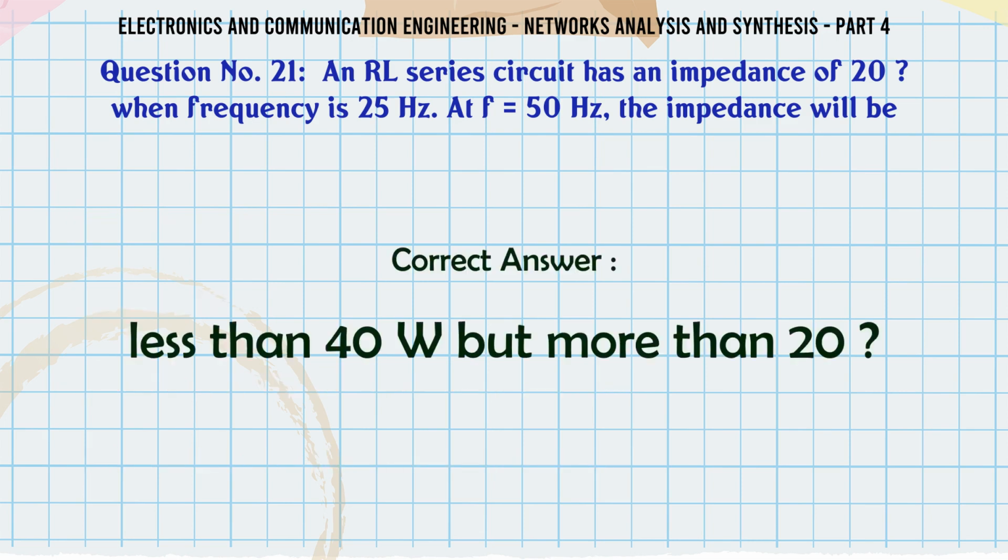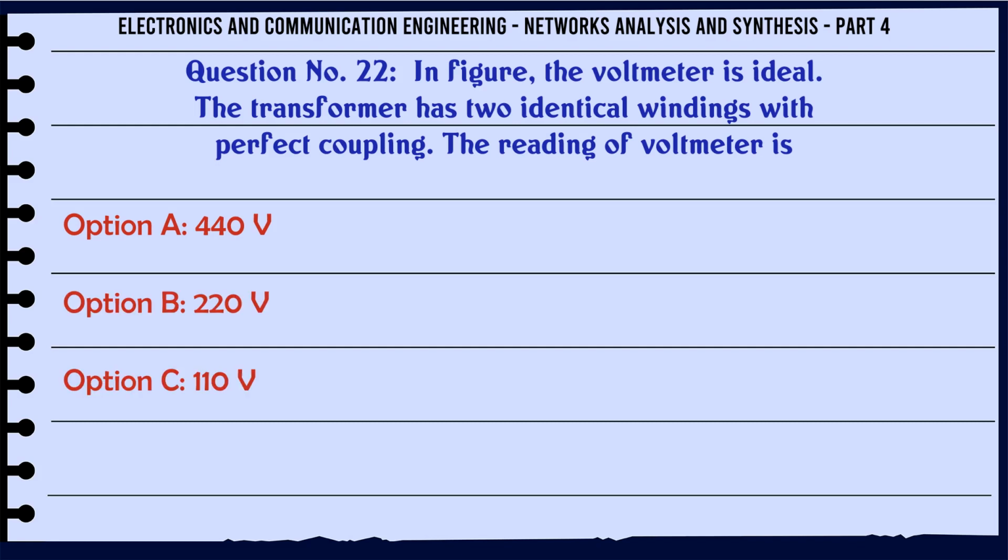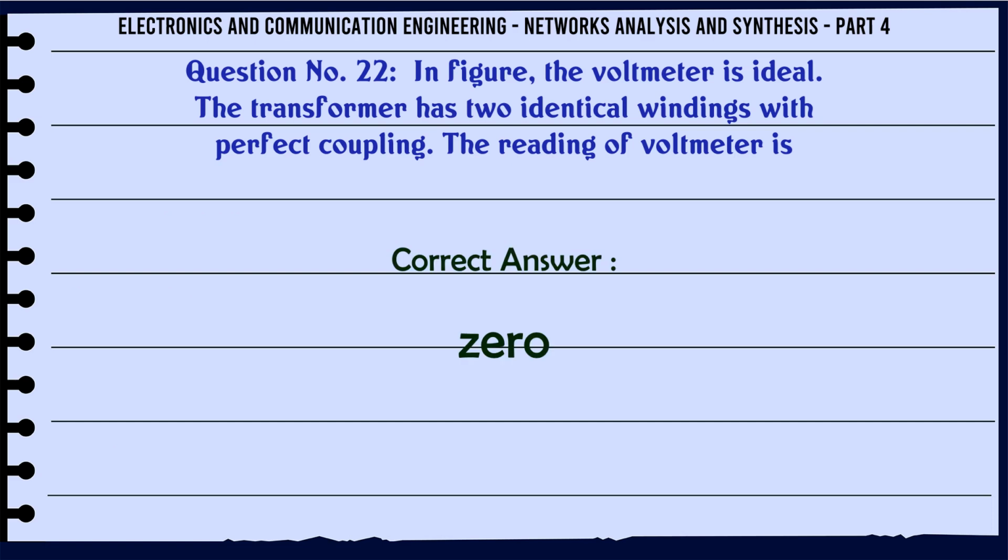The correct answer is less than 40 watts but more than 20. In the figure, the voltmeter is ideal. The transformer has two identical windings with perfect coupling. The reading of the voltmeter is A 440 V, B 220 V, C 110 V, D 0. The correct answer is 0.